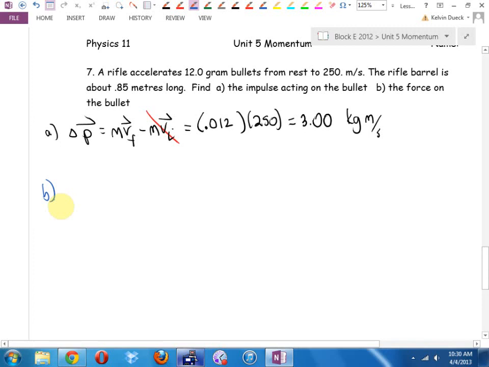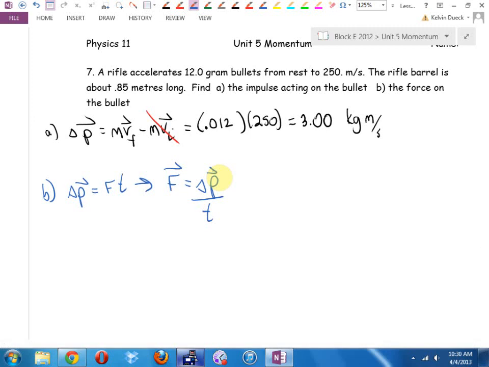What are they asking us to find in B? Oh, well, you know what? I'm going to say that change in momentum equals force times time. Hey, this is easy, Mr. Dewick. The force is going to be the change in momentum from part A divided by the time. So oh, did they give me the time? Apparently that means they think I can figure out the time.